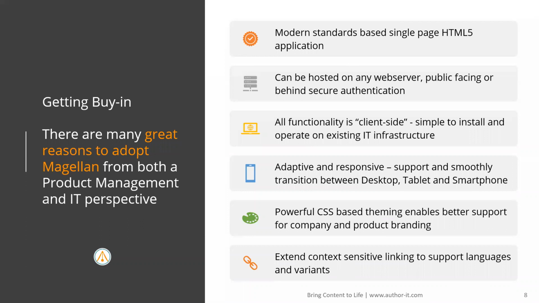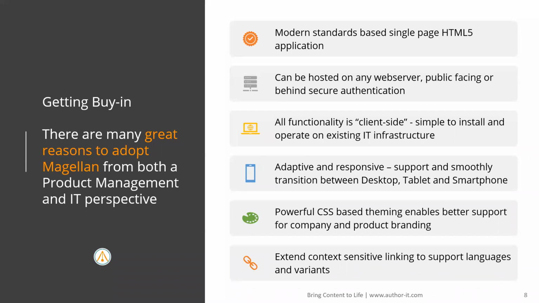As I pointed out before, it's adaptive and responsive. So you will now, by moving to Magellan, get support for displaying your content nicely in desktop, tablet, and smartphone. And particularly if you're supporting an application that also supports smartphone and tablet, this will be a big improvement to the way you can display your online help. The powerful CSS theming will allow you to better support the company and product branding requirements. So the customization on WebHelp was limited.